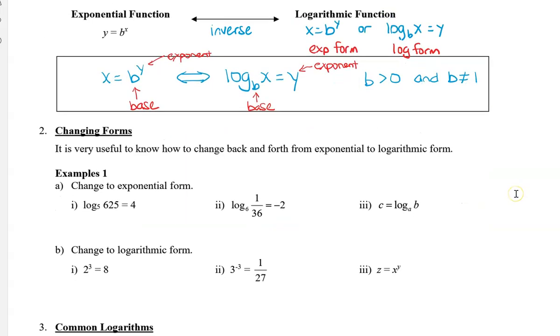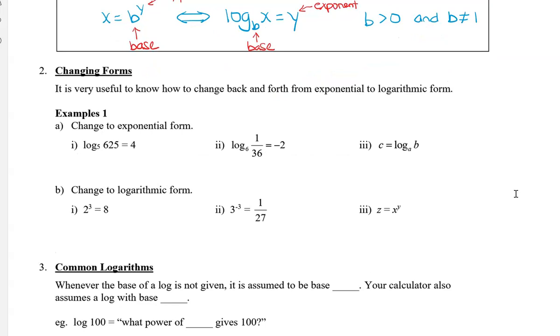All right, the first thing I want you to know how to do is to change back and forth between these two forms. It is very useful to know because we're going to be doing lots of questions that require you to change back and forth. To change to exponential form, this is probably easier because we already know the exponents of values. So here we have 5 as our base to the power of 4, which equals 625. So we know that one, that's why it probably makes it easy too.